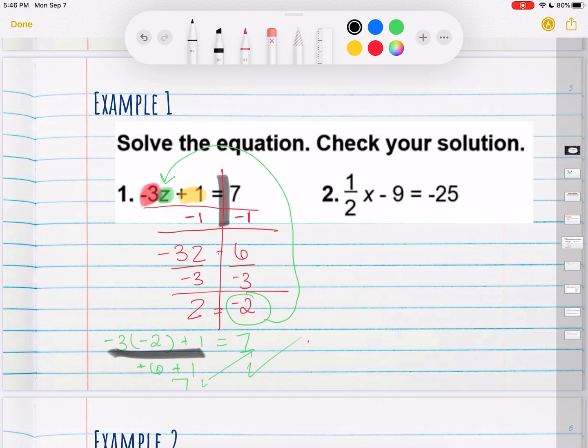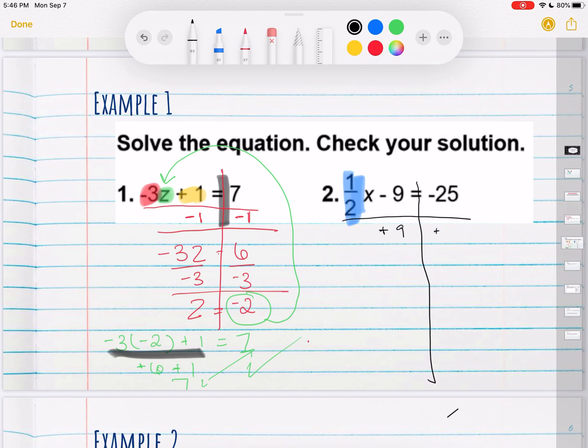1/2 x minus 9 equals -25. What is the best friend to x? It's going to be 1/2. It's the thing that's closest to x, the thing we want to get rid of last. So we are going to make our t-chart. And since 1/2 is the best friend, we're going to get rid of that -9 first. How do we get rid of that -9? If you said add 9, you are exactly right.